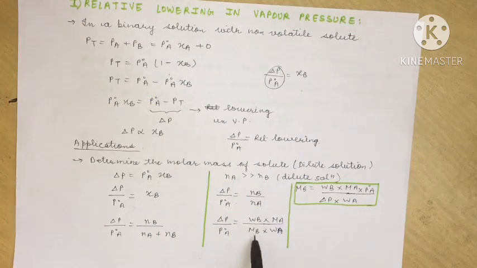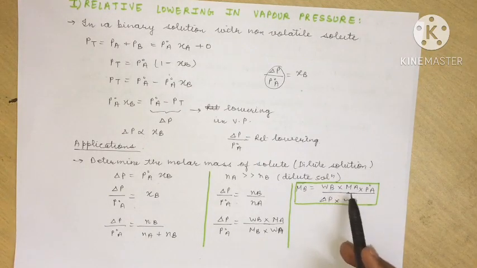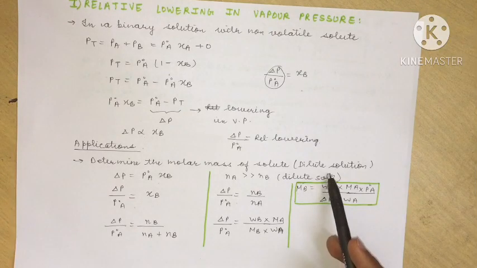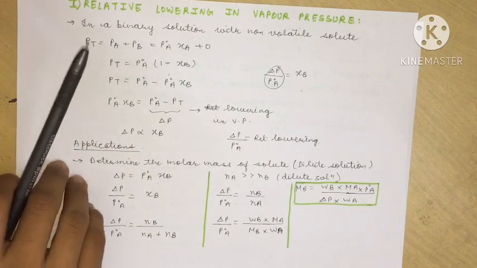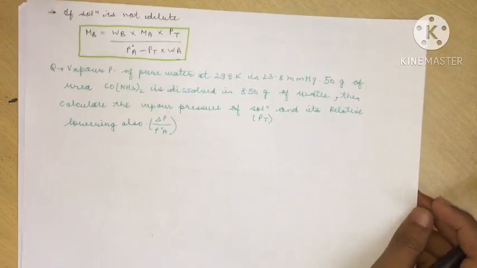So Mb is here, so send it on one side and keep other things on the one side. So Mb will be equal to Wb into Ma into P naught A upon delta P into Wa. This is the condition for calculation of the molar mass of solute in the case of dilute solutions via relative lowering of vapor pressure.